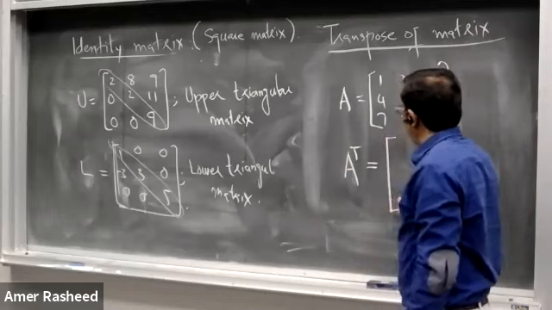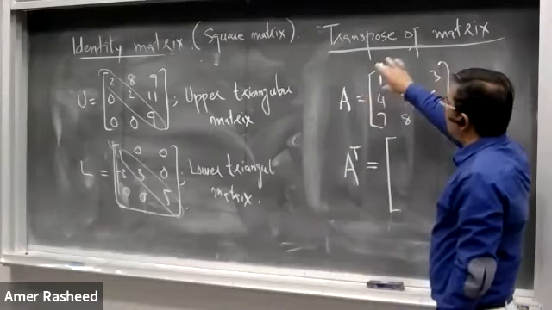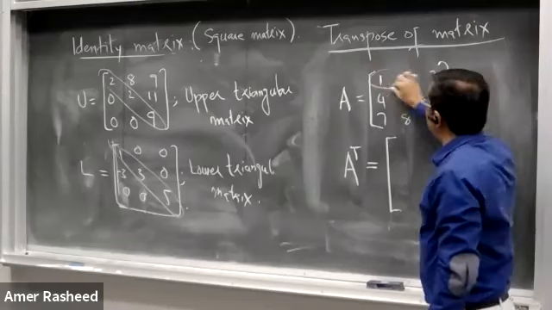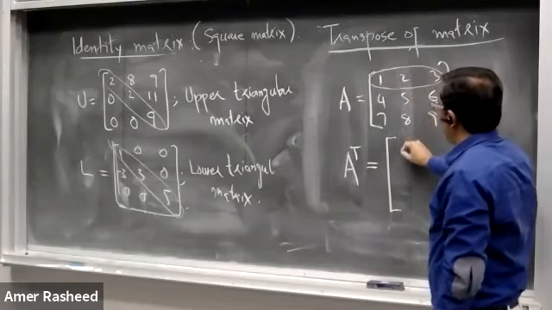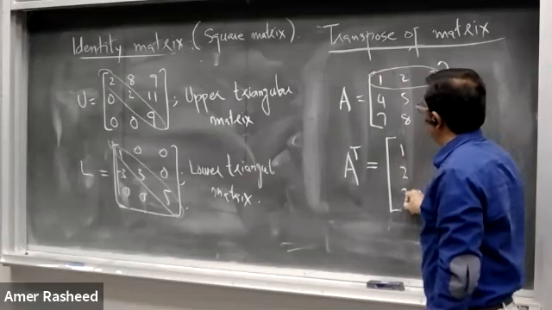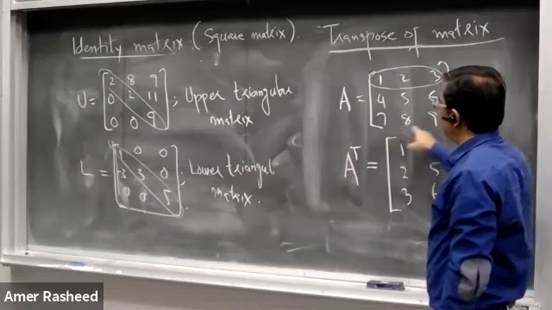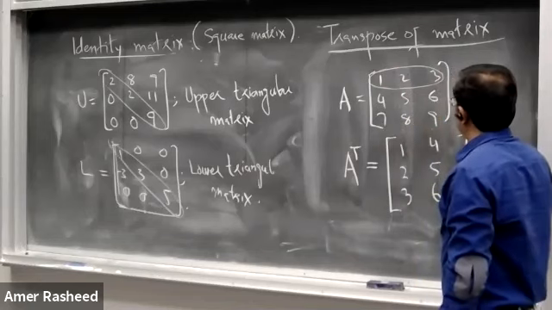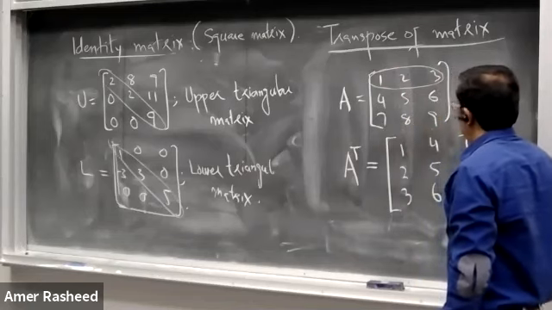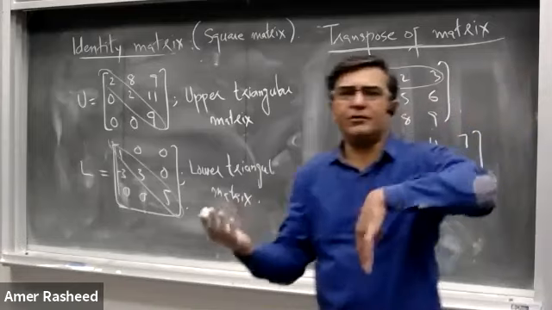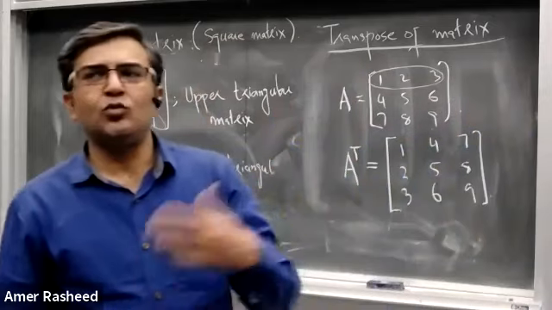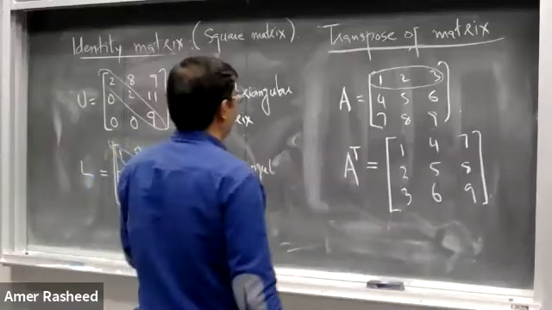So for the transpose of a matrix, we interchange rows and columns. For example, this is a row, we make it a column in the transpose: 1, 2, 3. This is again a row, we make it a column: 4, 5, 6. And 7, 8, 9 is a row, we make it 7, 8, 9 here as a column. We convert rows into columns. This is what we call the transpose of a matrix.